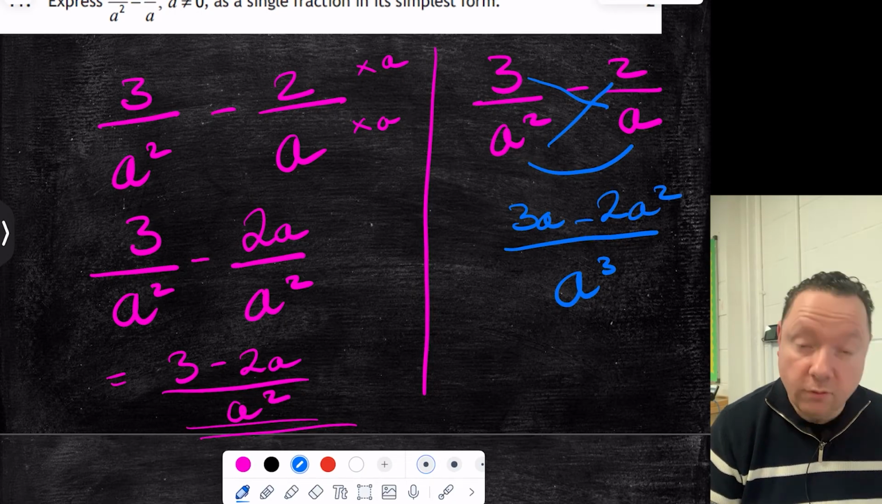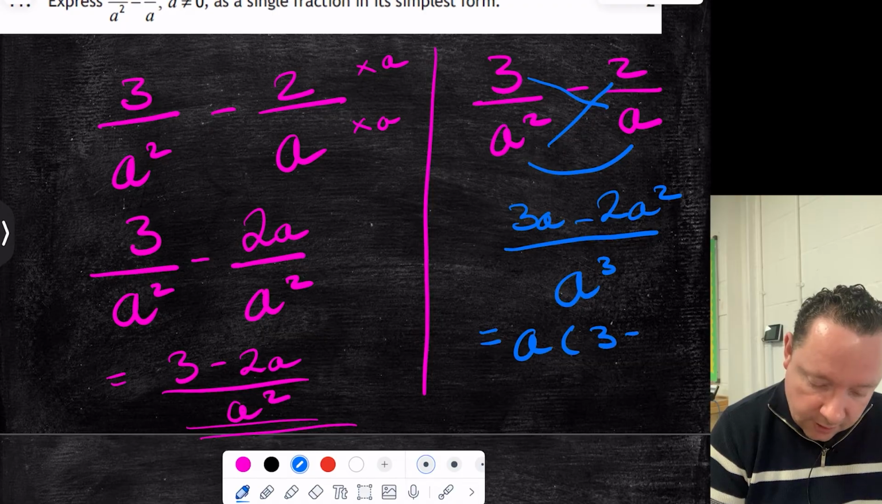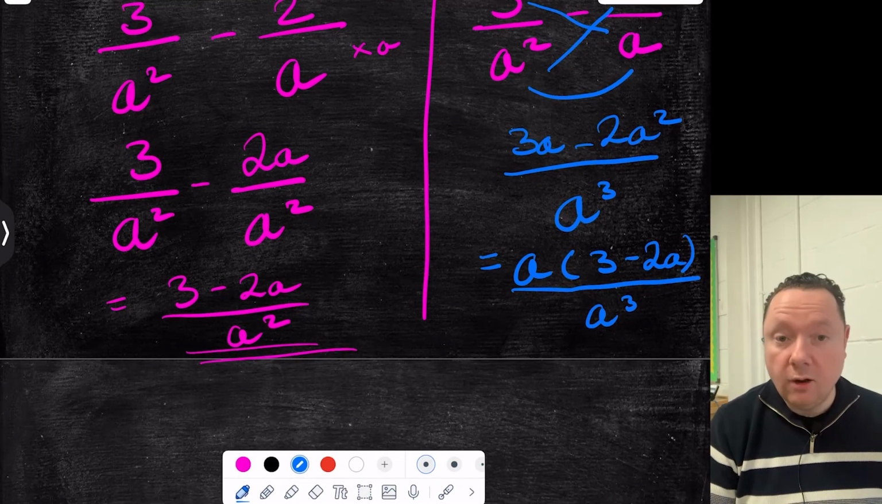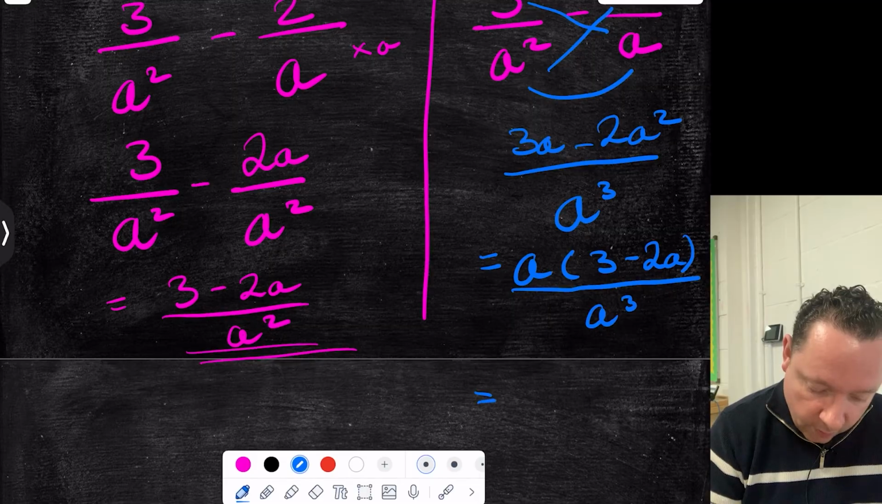Now, if you did do it that way, which is quite a common way to be taught, you would have to take out a common factor of a at the top to get 3 minus 2a over a cubed. And then, since you're taking out a common factor, you've got a on the top and a on the bottom. So taking away 1a, you get 3 minus 2a still over a squared, which is exactly the same answer I got before.